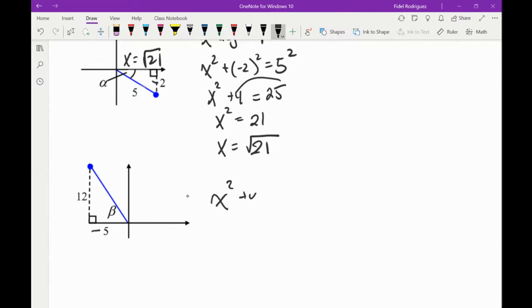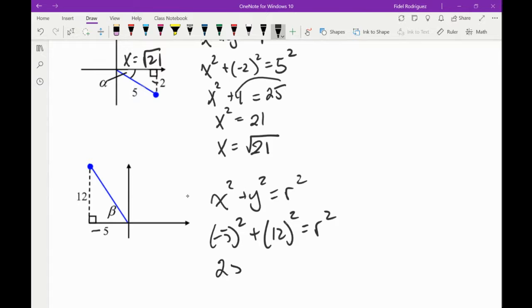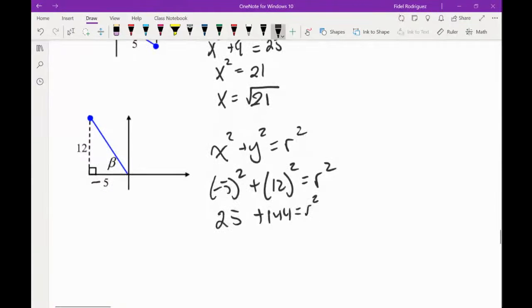And I would do the same thing we did a little while ago. I'd go x squared plus y squared equals r squared. So my x is negative 5 squared, y would be 12 squared, equals the radius squared. What's negative 5 when I square it? 25. 12 when we square it? Anybody know? 144. Good. And anybody know what 25 and 144 is? 169. Okay. Now, guys, we've got to take the square root of 169. Anybody know what number that is? 13.